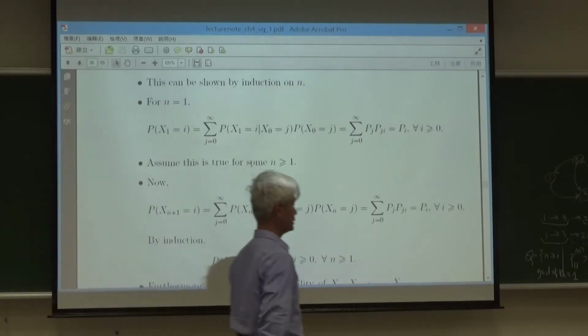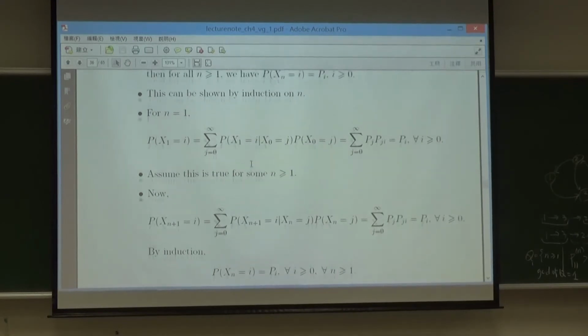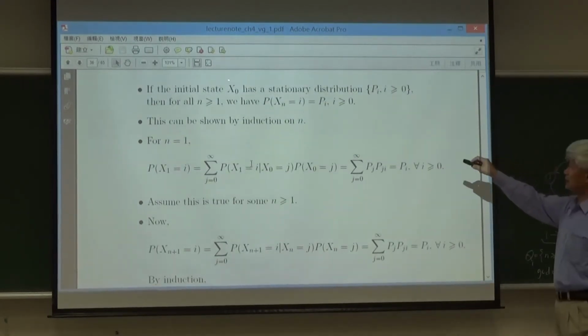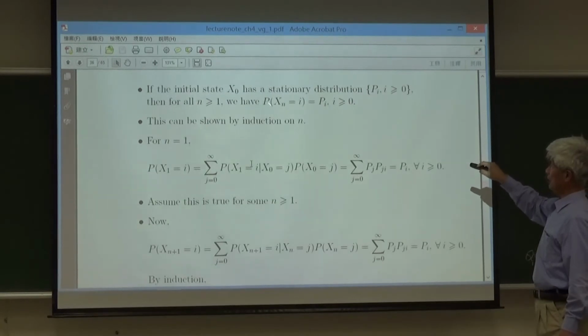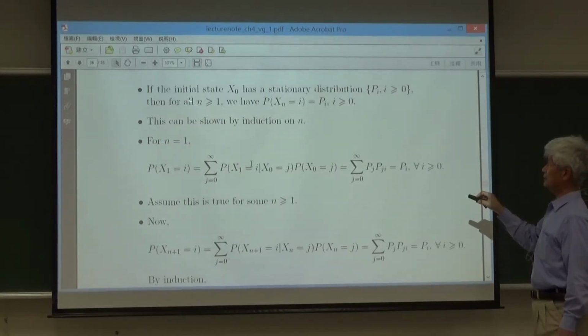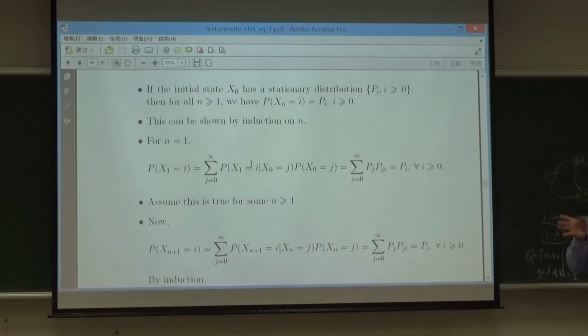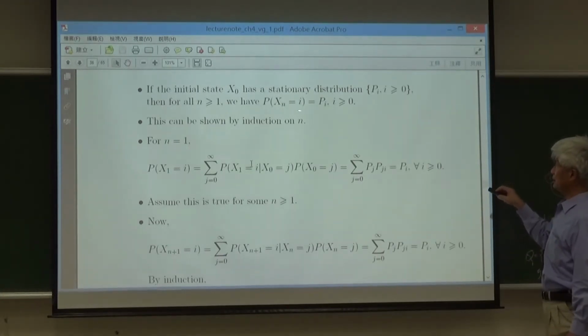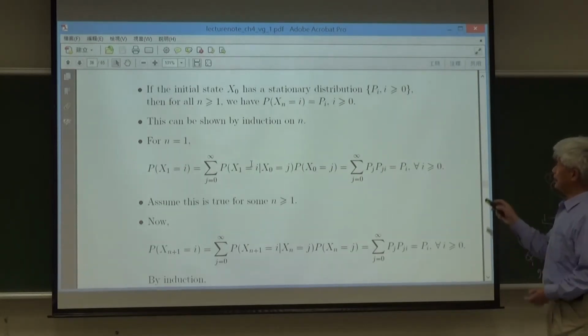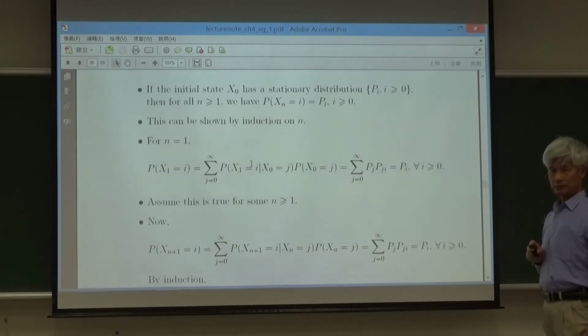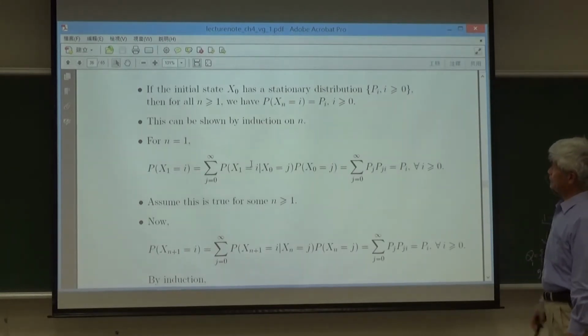Now we want to prove that if the initial state x0 has the stationary distribution, then the distribution of the state at any time n greater than or equal to 1 has the same distribution. So it's called stationary. From the marginal distribution point of view, the Markov chain will have the same marginal distribution for all time. And we can prove that by induction.